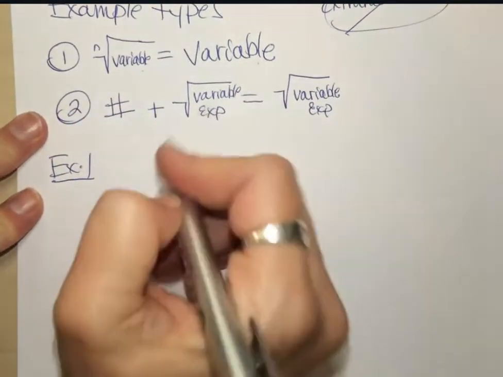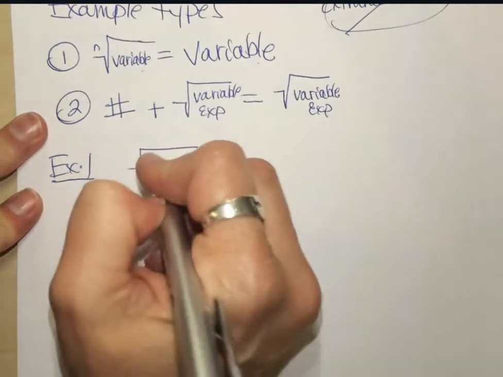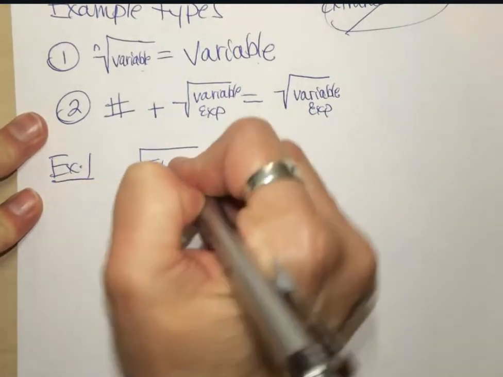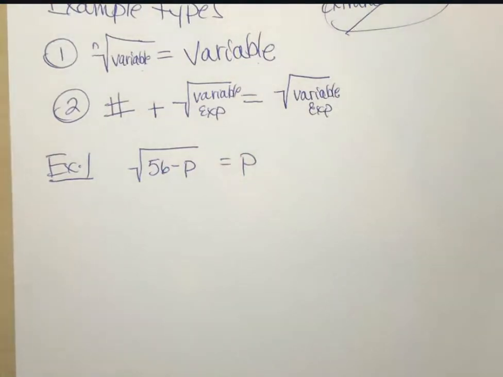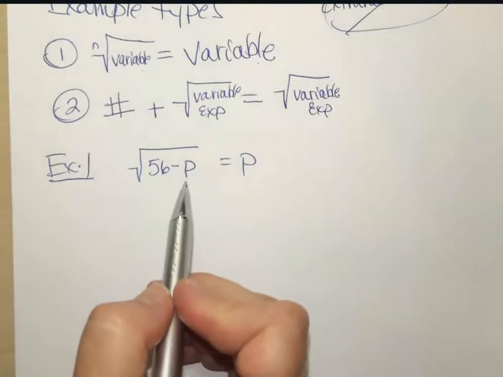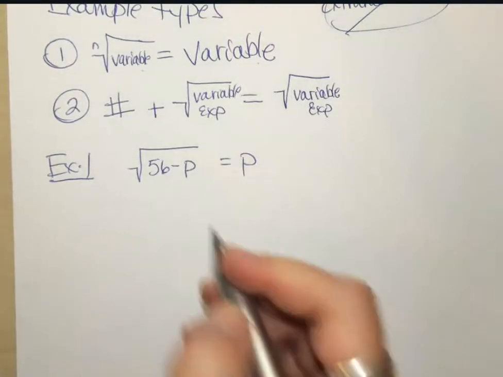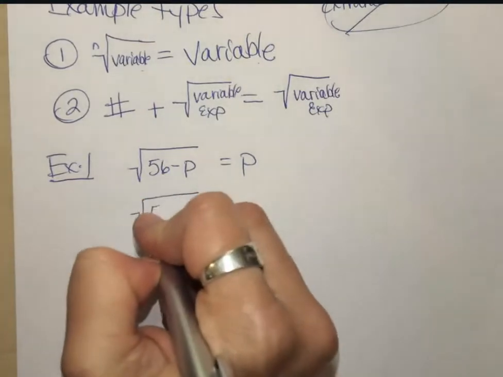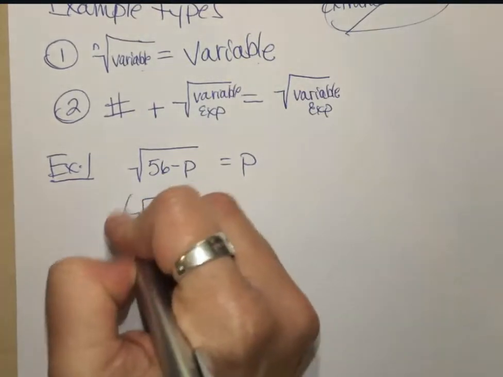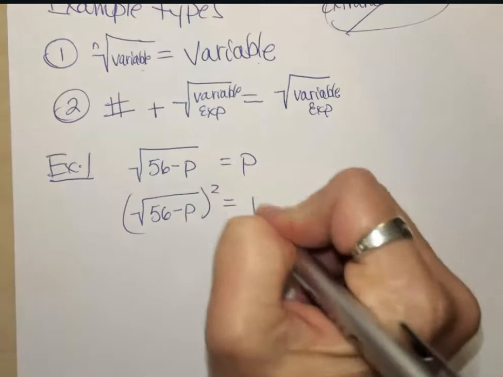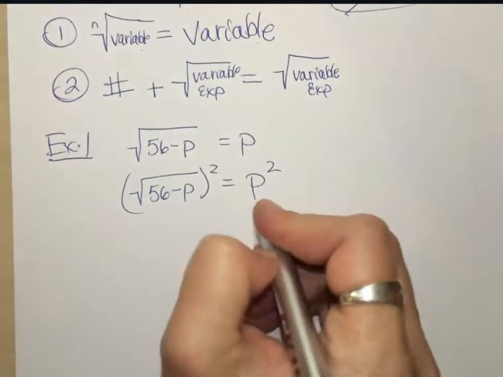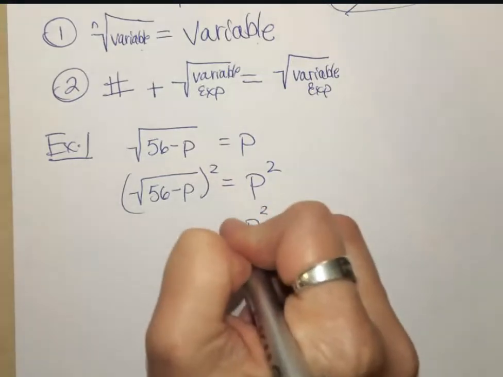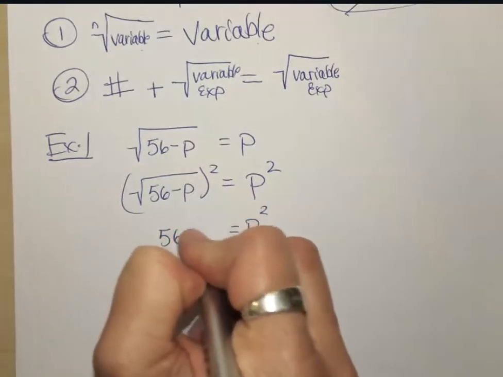Example number 1 is something like this. The square root of 56 minus p equals p. So we're going to approach this the same way. We have the radical isolated all by itself, which is what we want. And we're going to go ahead and square both sides because that's how we get rid of a square root. And once we do that, we get p squared equals 56 minus p.